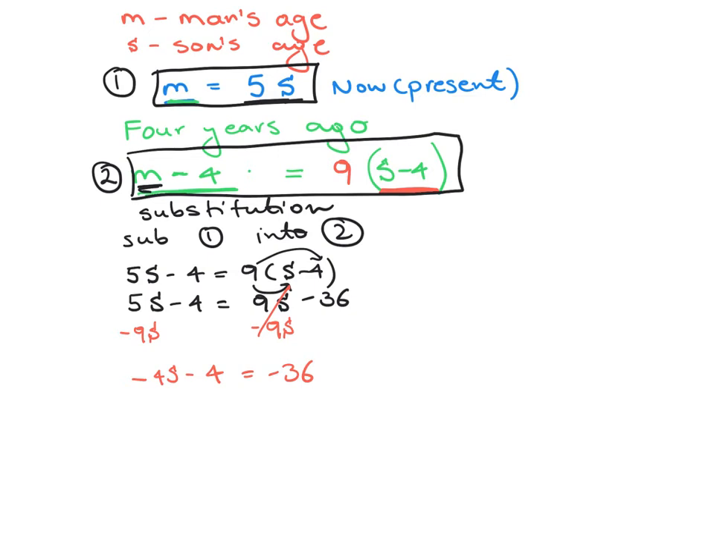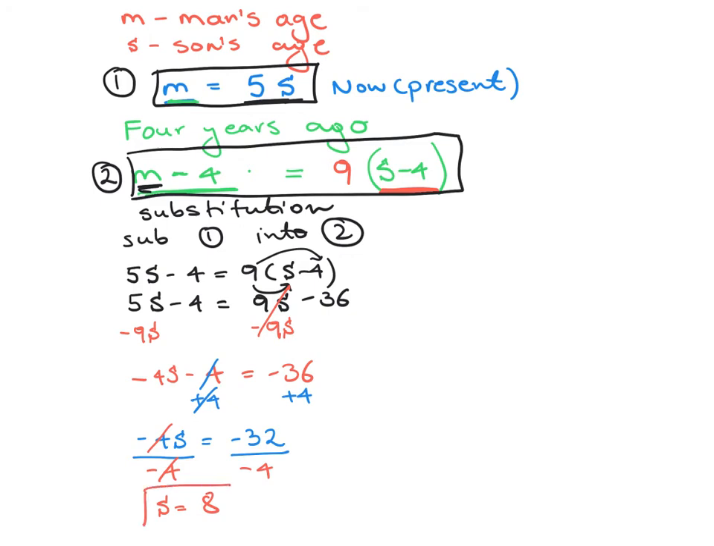The next step is cancelling out the negative 4, which is going to happen by adding 4 to both sides. Remember, whatever you do on one side, you have to apply to the other side as well. So this is gone, and we now have negative 4S is equal to negative 32. We still have negative 4S, and we just need 1S, one son. So we get rid of negative 4 by dividing both sides by negative 4, because negative 4 divided by negative 4 is 1, and that's what we want. It's going to give us S is equal to 8.